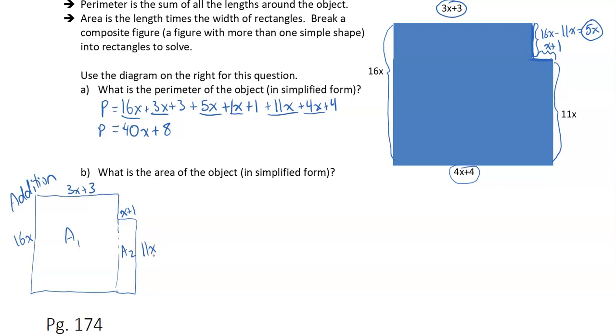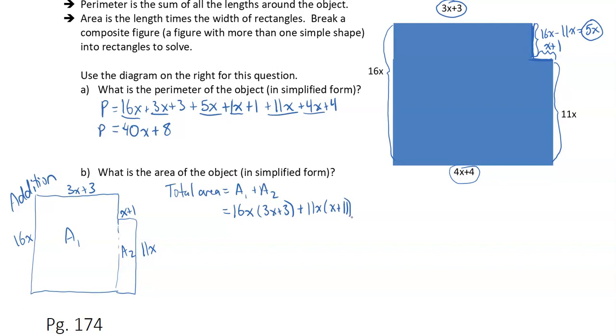And so really we're just taking those two dimensions. We're saying the total area is equal to adding those two together. So in the one case, area 1 plus area 2. Area 1, length times width, it's a rectangle, so length is 16x, width is 3x plus 3. And then for area 2, I have 11x times x plus 1.